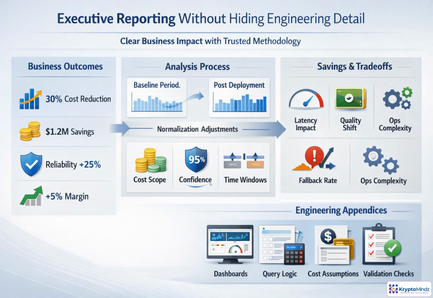Executive reporting should make decisions easier without turning the analysis into a black box. Lead with outcomes: normalized cost reduction, absolute savings, reliability, and margin impact. Then preserve trust by showing how the numbers were produced: the baseline, the post-deployment window, what was normalized, which costs were included, and the confidence level. Just as important, show the trade-offs. Savings are less meaningful if latency, quality, fallback rate, or operational complexity moved in the wrong direction. The best pattern is an executive summary backed by engineering appendices, so leaders see impact and technical reviewers can verify it.